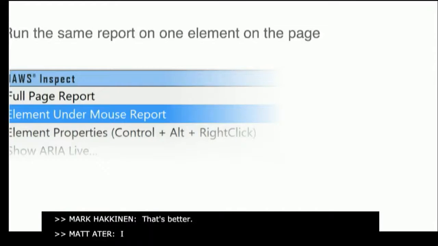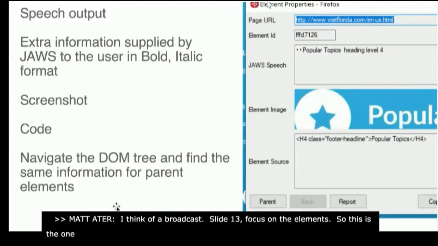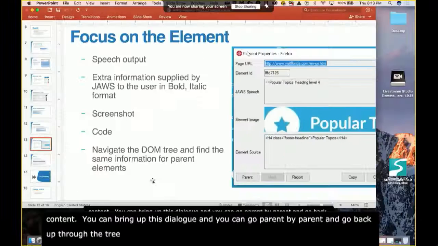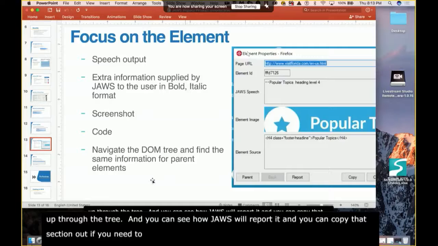All right, we're going to go to slide 13, focus on the element. This is the one I like the most. From an individual element-by-element concept, you can bring up this dialogue and then go up parent by parent, see within the DOM the actual tree going back up. You can see how JAWS would report it. You can see the code. You can copy that section out if you need to report it. This allows somebody to work in tandem as they're sitting on a site right now.